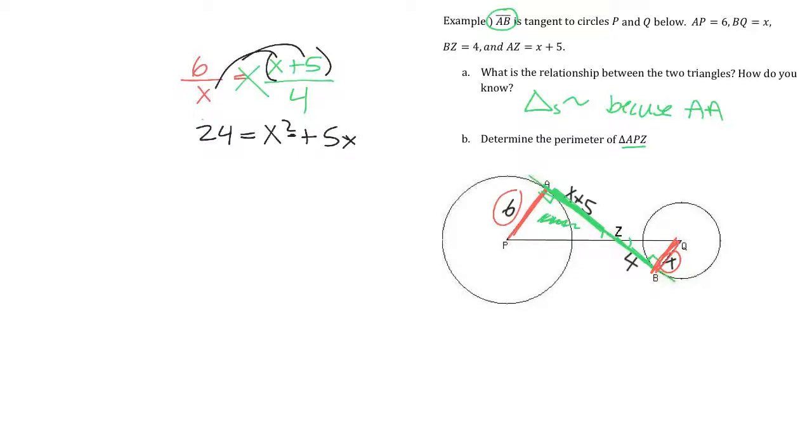When I have an x squared in my equation, I usually want to end up factoring. Before I can factor, I got to get one side equal to 0. So I get 0 equals x squared plus 5x minus 24. I need to factor here. I need two numbers that multiply to negative 24 and add to 5.